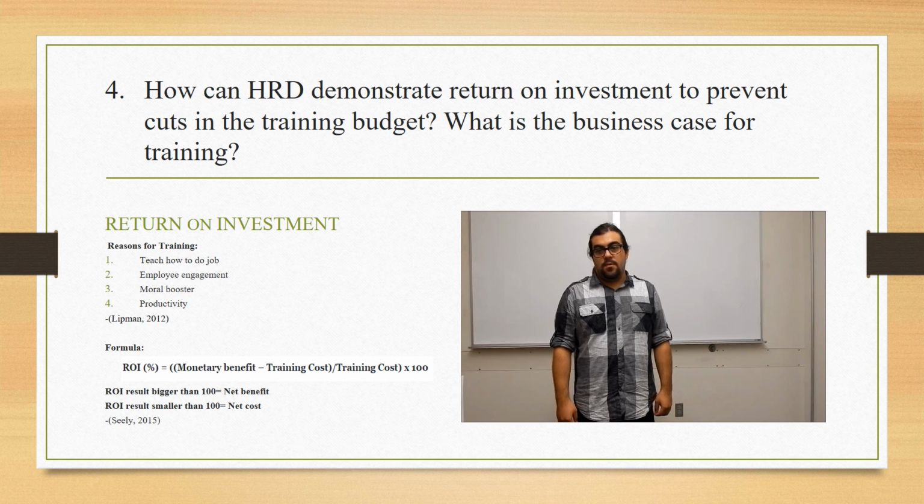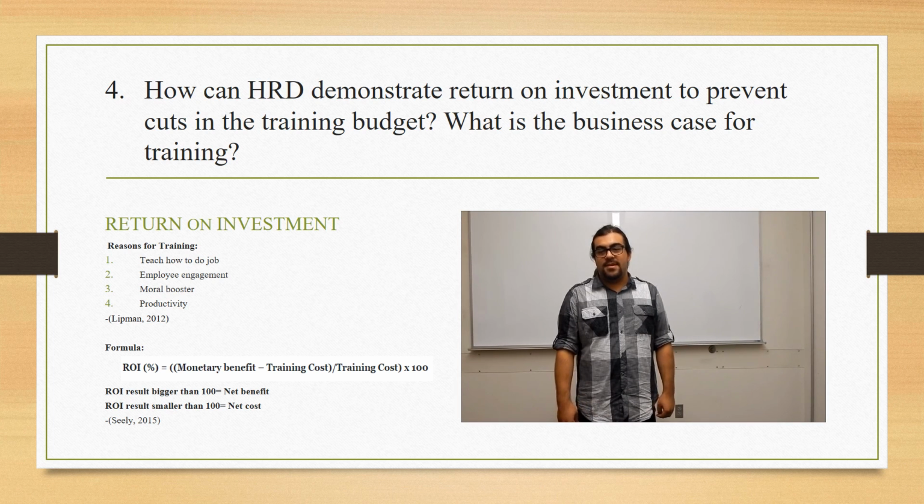Next, in order to measure the return of investment for training, we must use a return of investment formula. This formula gives us a percentage return of the cost incurred. This percentage will help us prevent cuts in training. A return of investment will show the usefulness of training programs and their contributions to the company. Investors will be able to see whether or not they should continue funding training.